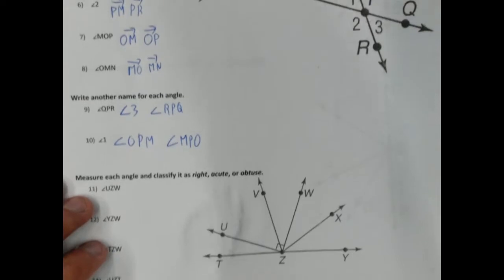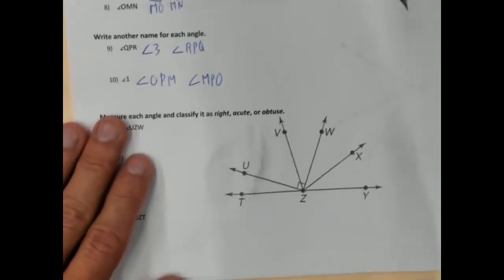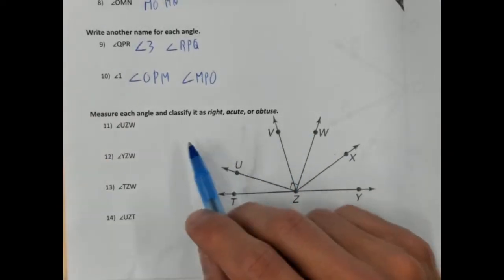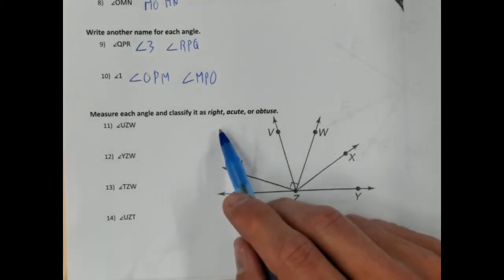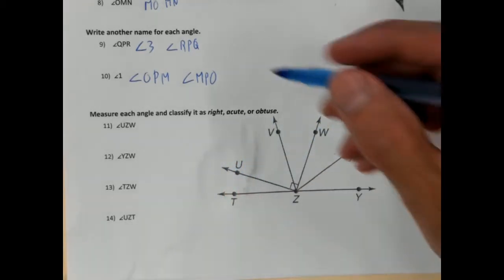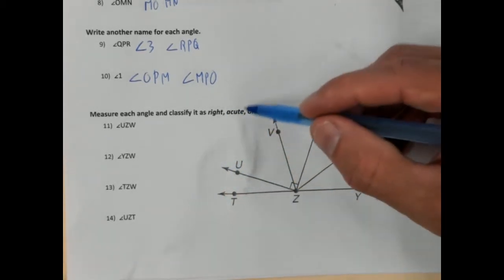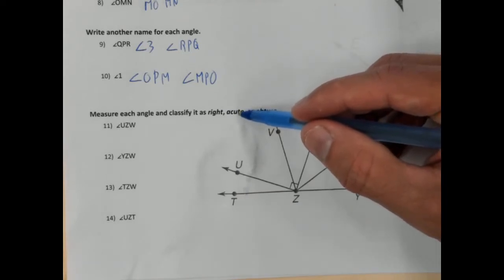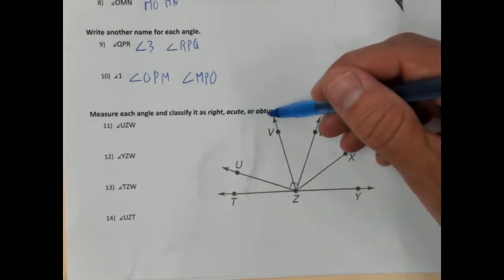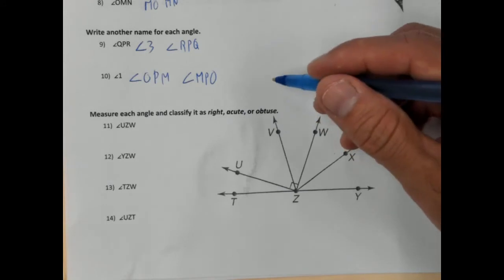Okay, let's scroll down here. So we have to name these angles. Wait, actually, I have to identify these angles. So it's either going to be right, acute, or obtuse. As a reminder, right is 90 degrees, acute is less than 90 and greater than 0, and obtuse is greater than 90 and less than 180.